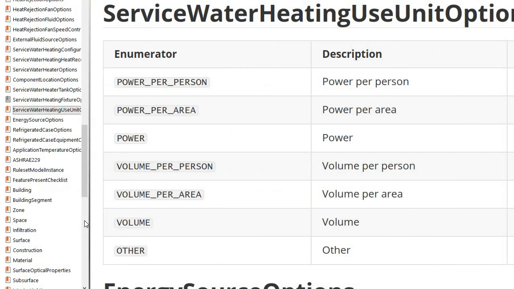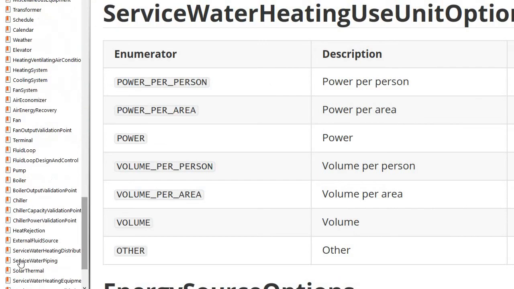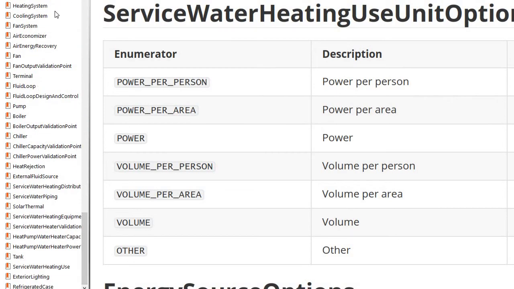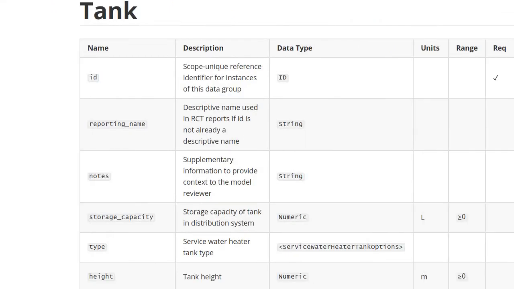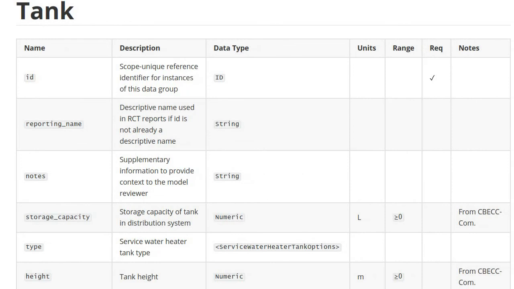So the next data group that we want to talk about is tank. So remember that tanks are referenced from a few different places. They're referenced from service water heating equipment. They're referenced from service water heating distribution systems, in which case it could actually be multiple tanks. And there's also a reference from SolarThermal. So this data group shows up in a couple different places. So again, it has an ID, reporting name, and notes.